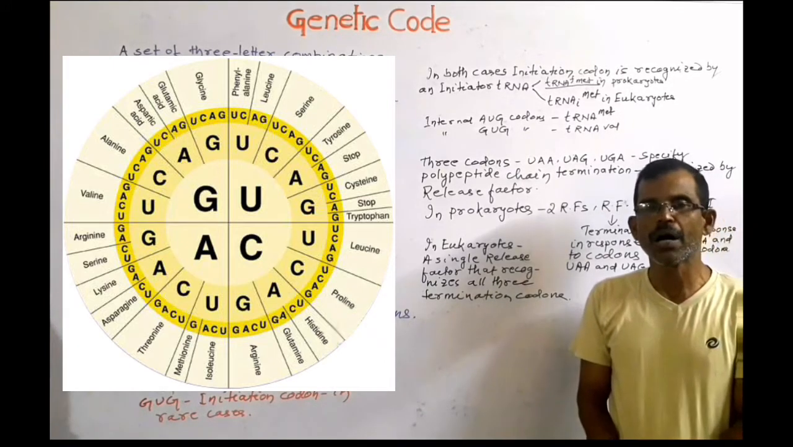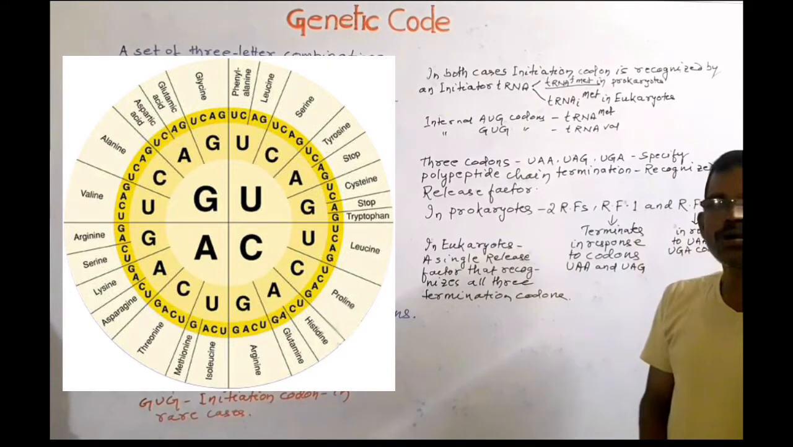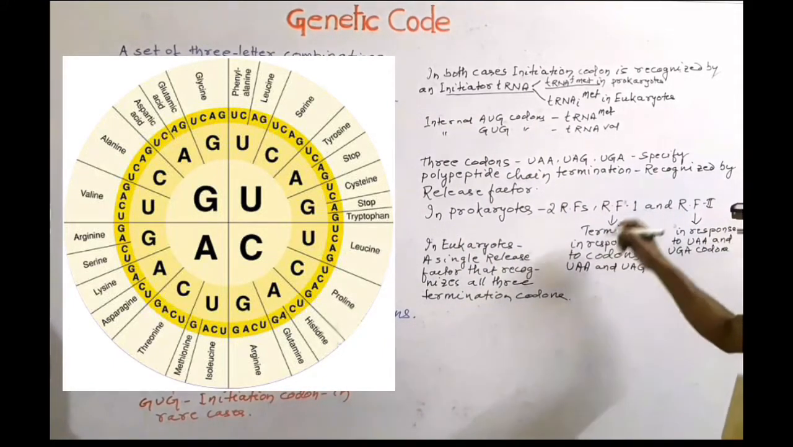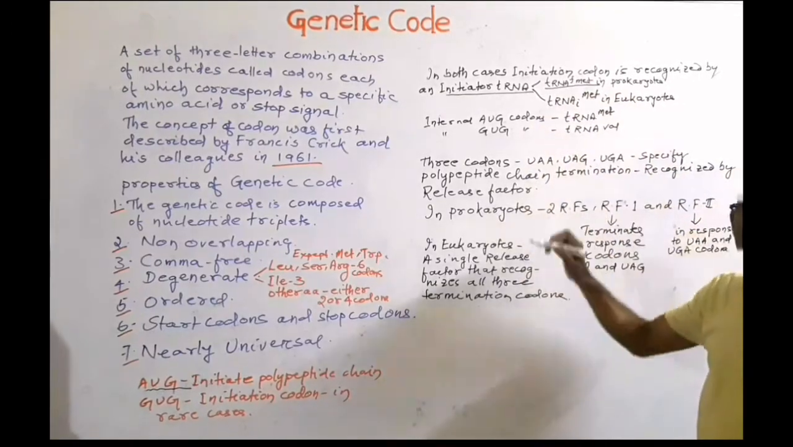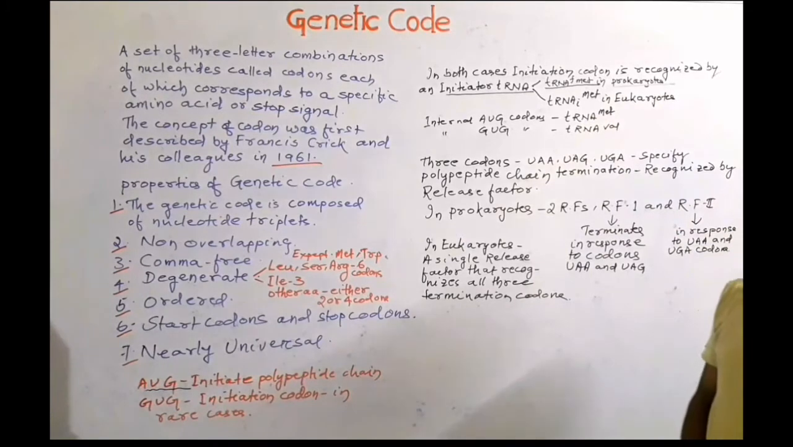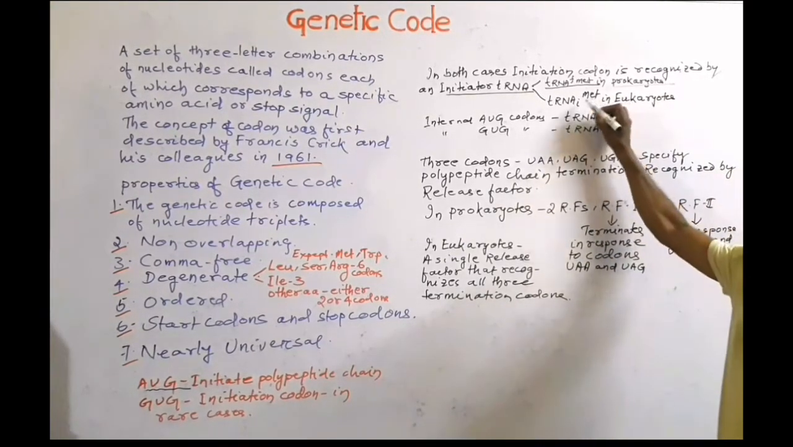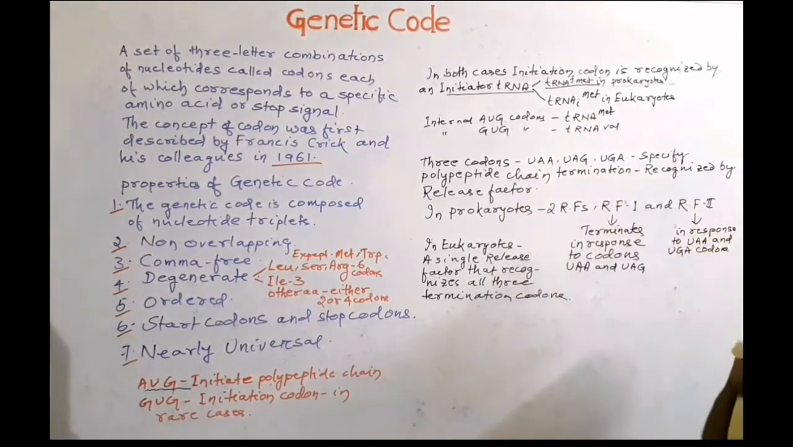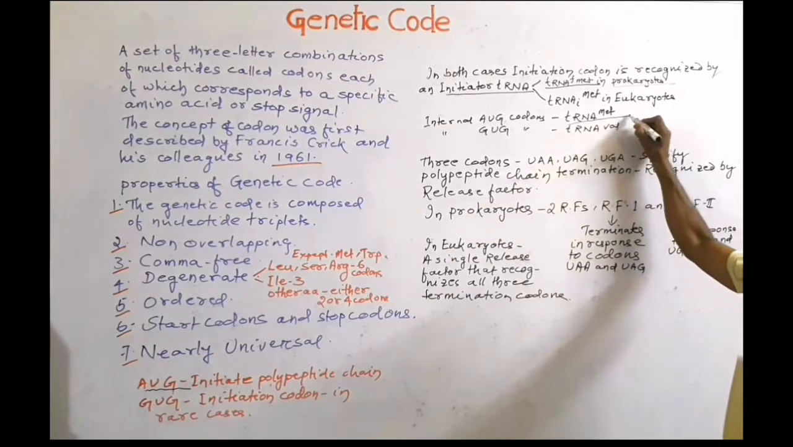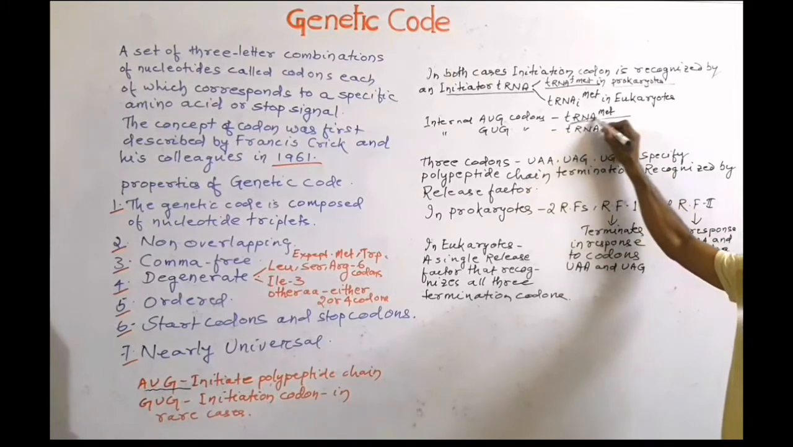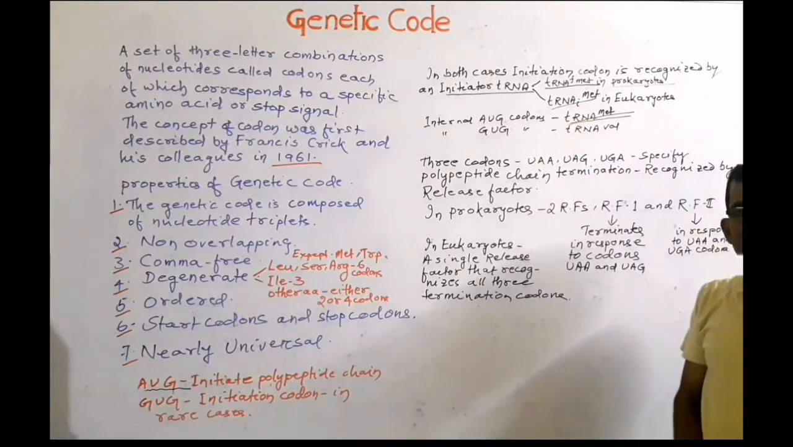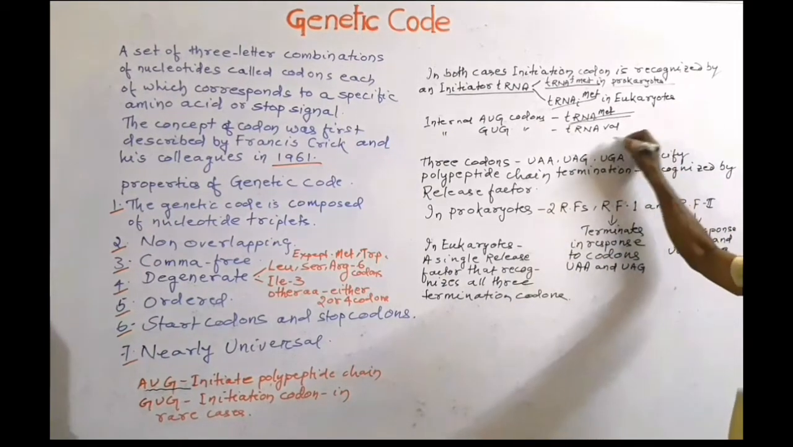In both prokaryotes and eukaryotes, the initiation codon is recognized by initiator tRNA. In prokaryotes, the initiator tRNA is formyl methionine tRNA, whereas in eukaryotes, initiator methionine tRNA is the initiator tRNA. The internal AUG codons are recognized by another type of tRNA, that is methionine tRNA. This methionine tRNA is different from the initiator methionine tRNA, whereas the internal GUG codon is recognized by valine tRNA.